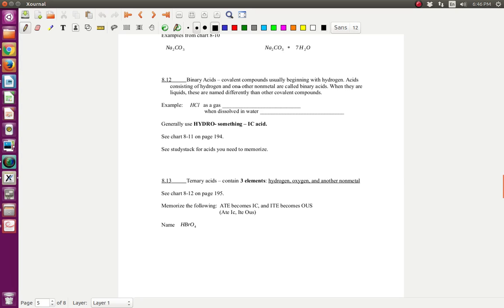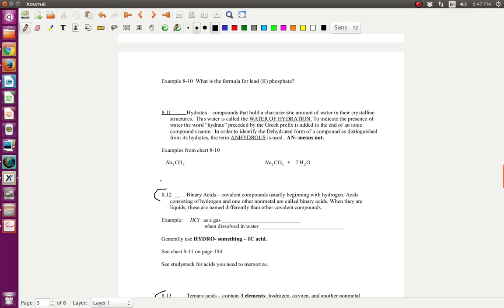Hi, this is Mrs. Cribb, and this is the tutorial on naming acids. It's only going to be on this really short section of your notes, 8.12 and 8.13. But I want to do a quick reminder of the polyatomic ion.